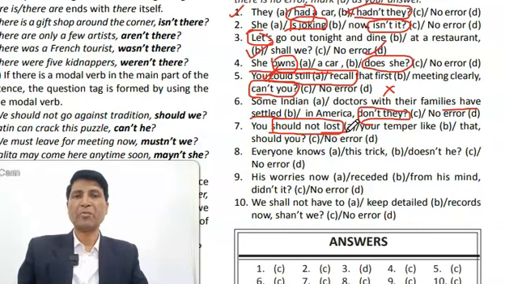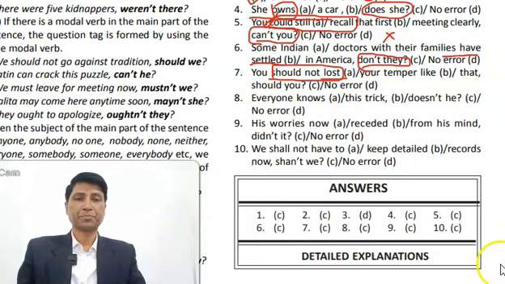It is followed by a verb in the basic form. So in place of lost, it should be lose. Now moving on to question number 8.